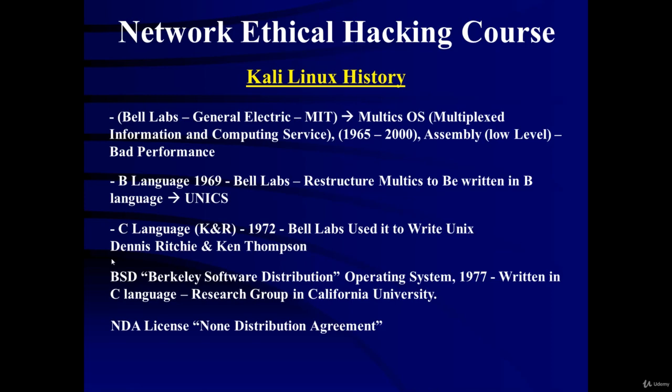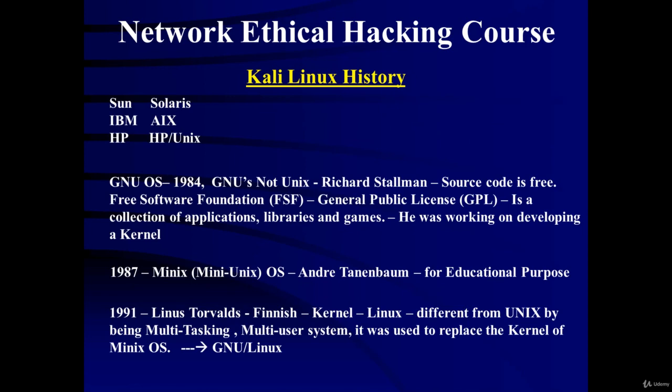So many companies bought Unix and made their own operating systems, such as Sun, they made the Solaris operating system, IBM, they made AIX, and HP developed HP-UX.